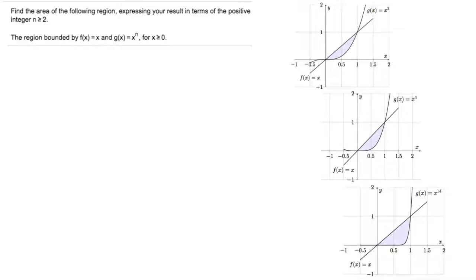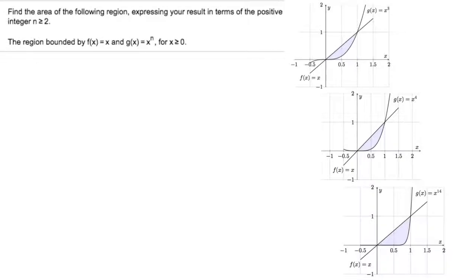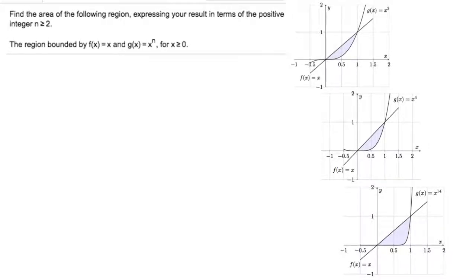described using a parameter. So it tells us that the region is bounded by f of x equals x and g of x equals x to the n. Let me just make that bigger. And so the first reasonable thing to do is to give ourselves some examples of that. Here's an example where we're using n equals 3. You can see the function here is the cube function.